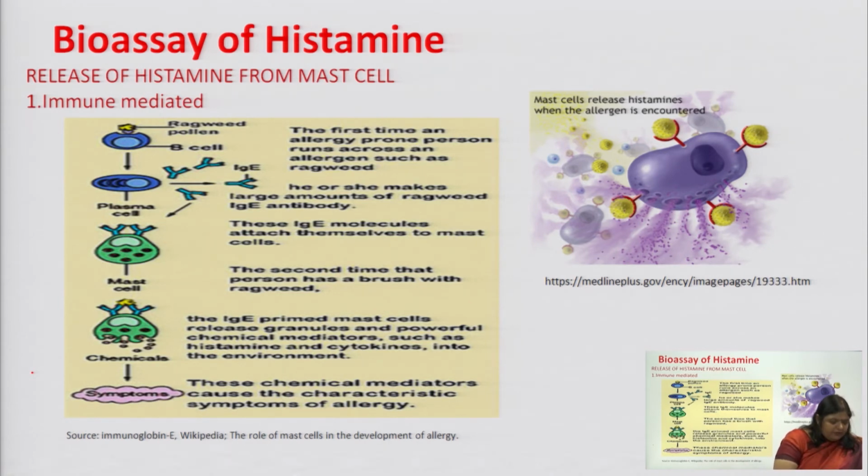Now these immunoglobulin E molecules attach to the mast cells, but when the second time the person again comes in contact with that same allergen, these immunoglobulin E primed mast cells release granules and powerful chemical mediators, which we call histamine or cytokines, and these chemical mediators are responsible for causing the various symptoms of allergy.